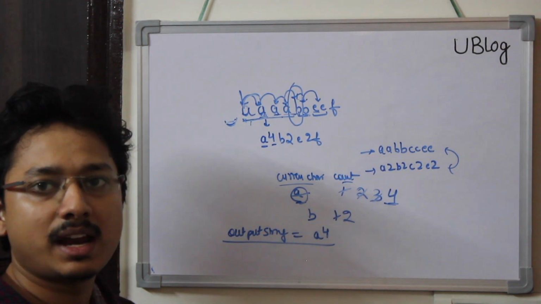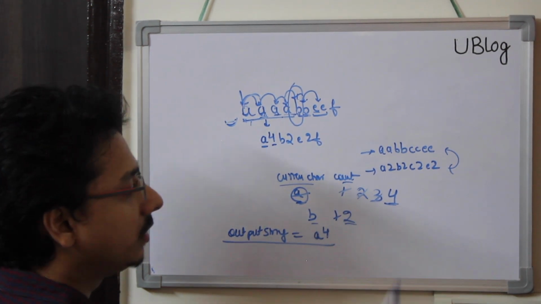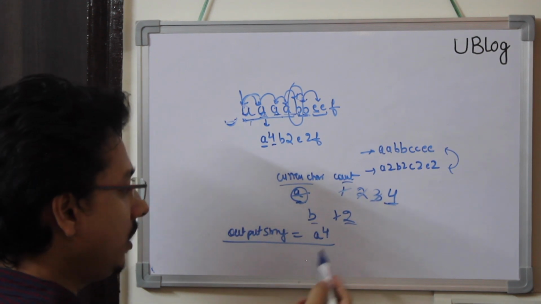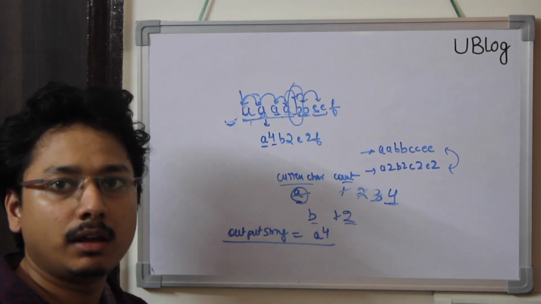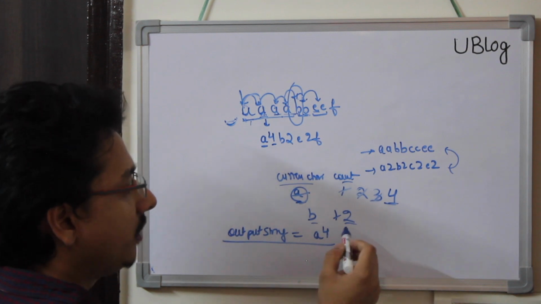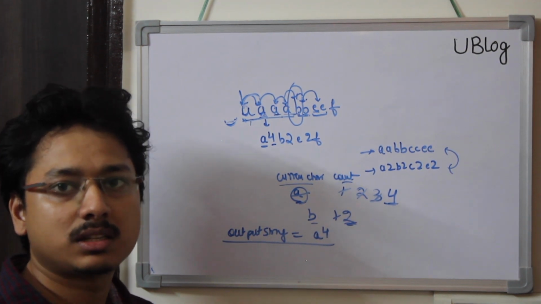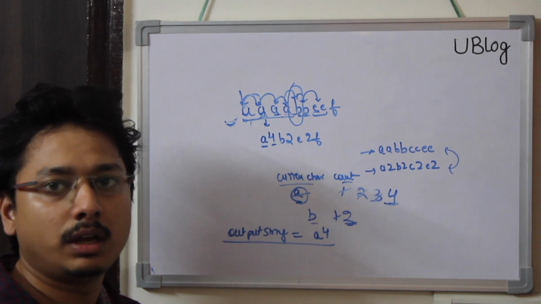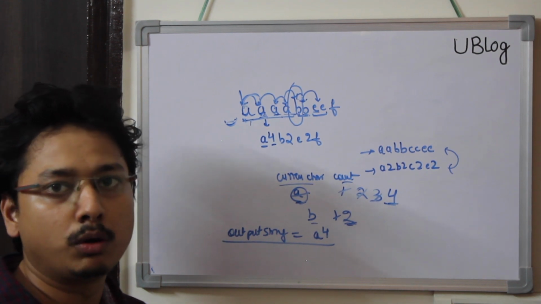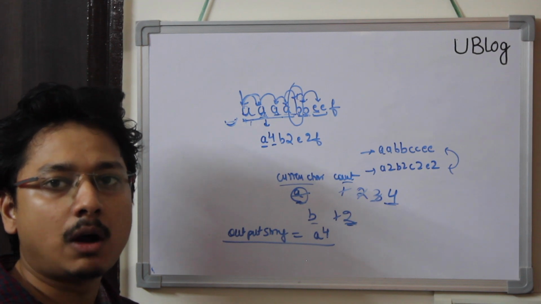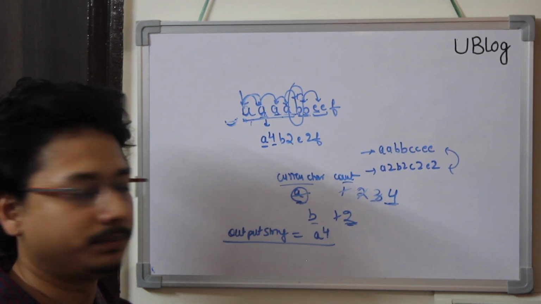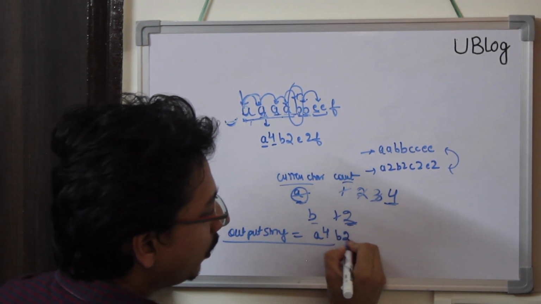So what I need to do is print the current char with its count in the output string. You need to take care of one thing here. If the count is 1, you don't need to print the count as 1, because 1B, or B1, is equivalent to B. So you should print the count only when it is greater than 1. So now I'll print B2.